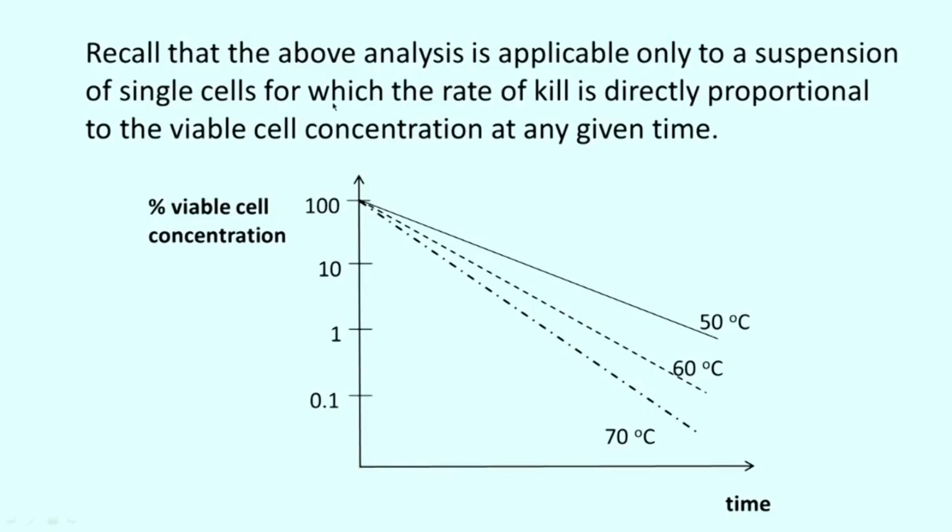Recall that the above analysis is applicable only to a suspension of single cells, for which the rate of kill is directly proportional to the viable cell concentration at any given time. Remember, this has been observed, and then we looked at representing this observation mathematically, and we said that a first order decrease would be a good way to represent this. That is, the rate of decrease of cell concentration at the high temperature is directly proportional to the viable cell concentration at any time, and that is what resulted in the earlier mathematical expression that we had.